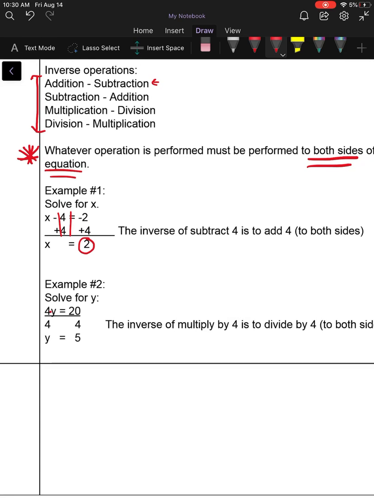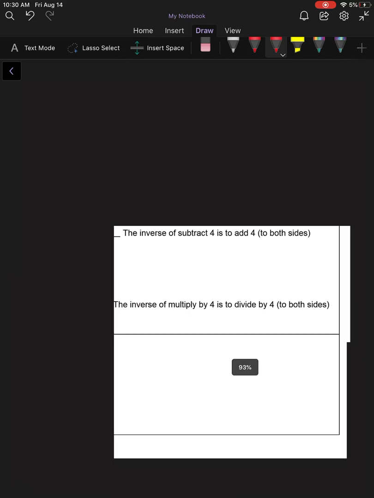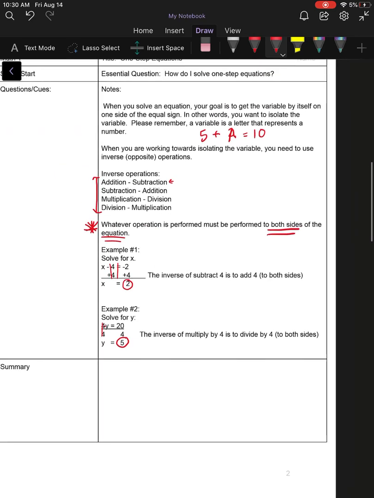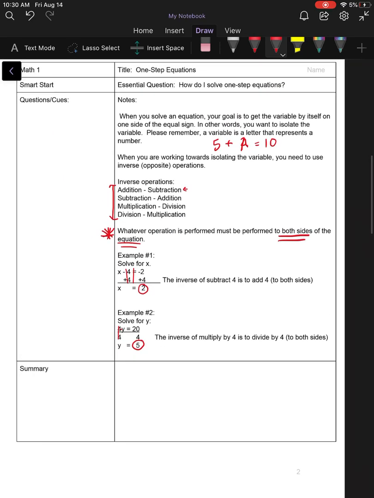So we divide by 4. 4 divided by 4 equals 1. And then we did it to one side, so we have to do it to the other side. 20 divided by 4 equals 5. Okay, so that is using inverse operations, and we talked about PEMDAS in the notes page above this one.